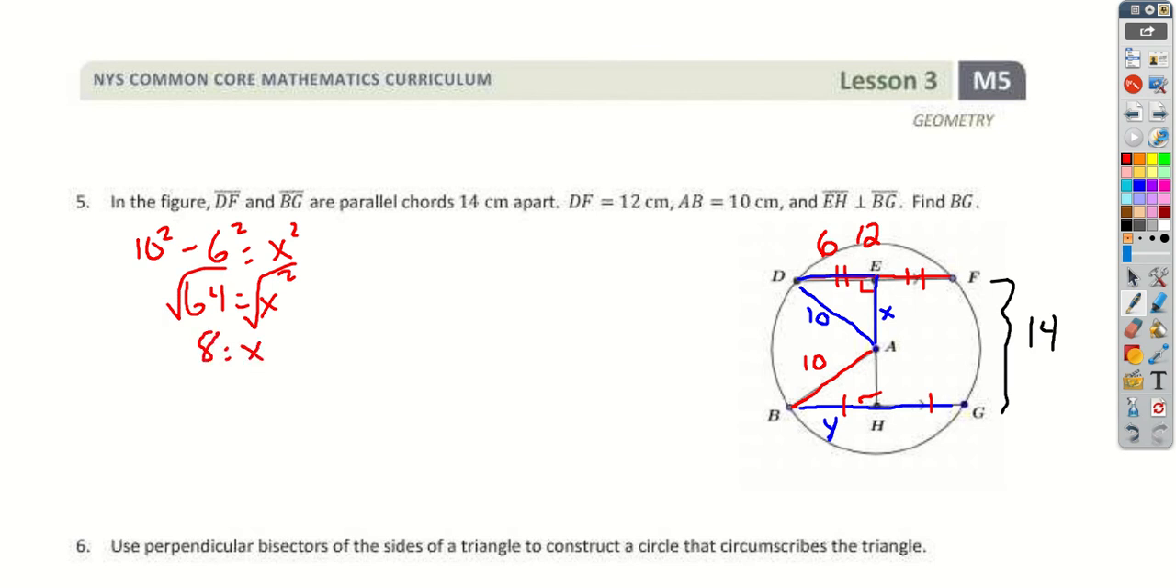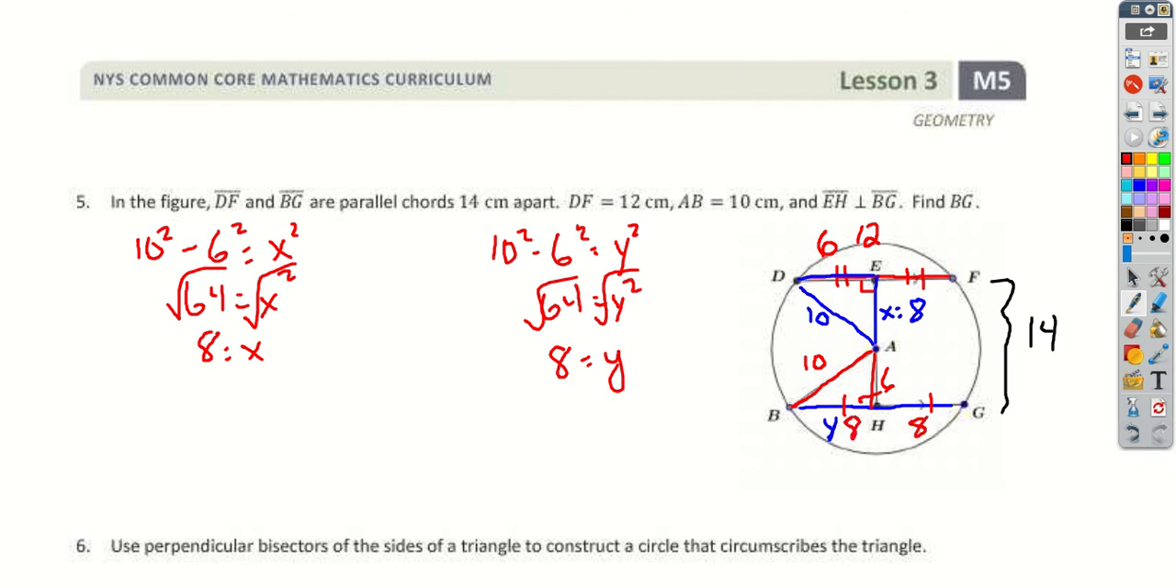So if this part up top is 8, that makes this part on the bottom 6. And so we do the opposite thing we just did, where we have the 10 squared minus 6 squared, right? And this is 64, which we get 8, remember? And so if this is 8, so is this, and that means that BG has to equal 16. All right.